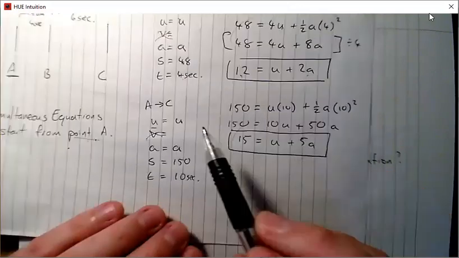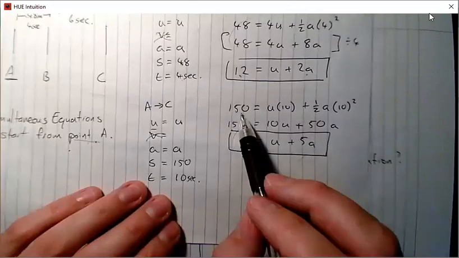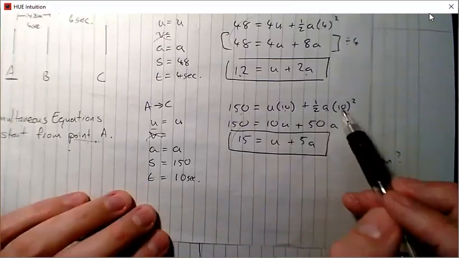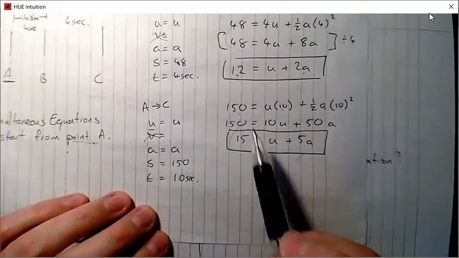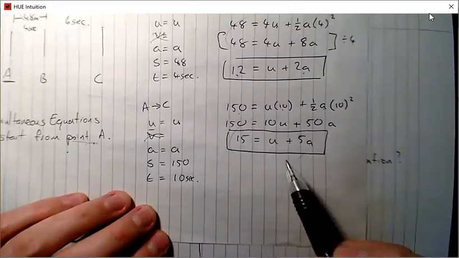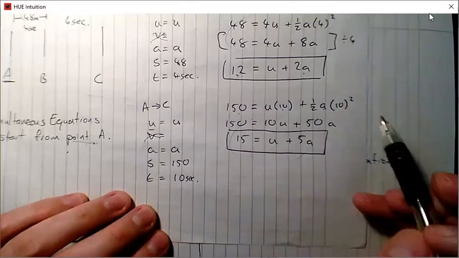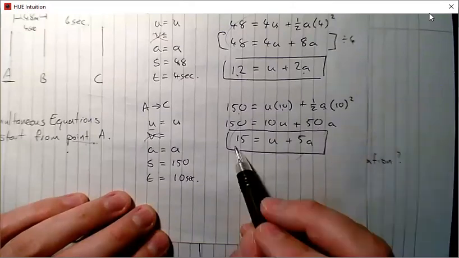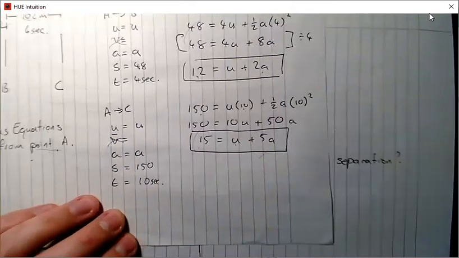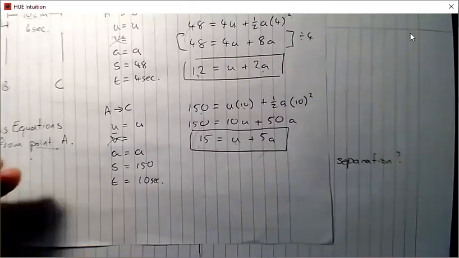From A to C, you said distance 150, initial speed you don't know, time is 10, plus a half times the acceleration you don't know, time is 10 squared. Again, 150 = 10u + 50a, a half of 100 is 50. Dividing through by that common factor of 10 gets you 15 = u + 5a. So these are our two equations. Solve them simultaneously and you can work out the value for a.